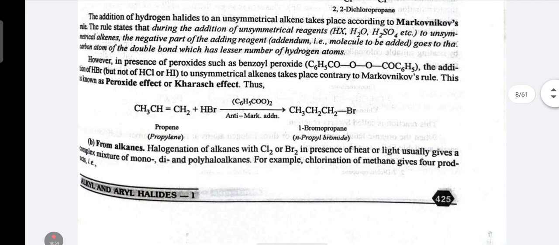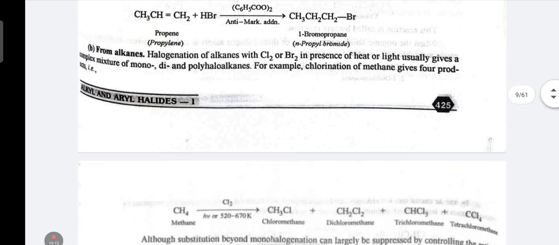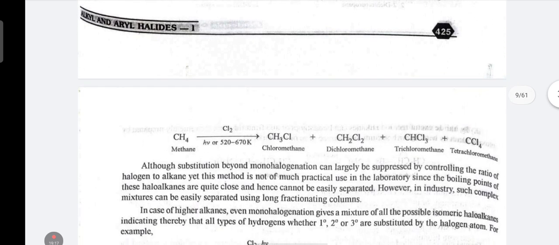From alkanes: halogenation of alkanes with chlorine or bromine in the presence of light usually gives a complex mixture of mono- and polyhaloalkanes. For example, chlorination of methane gives four products: chloromethane, dichloromethane, trichloromethane and tetrachloromethane.